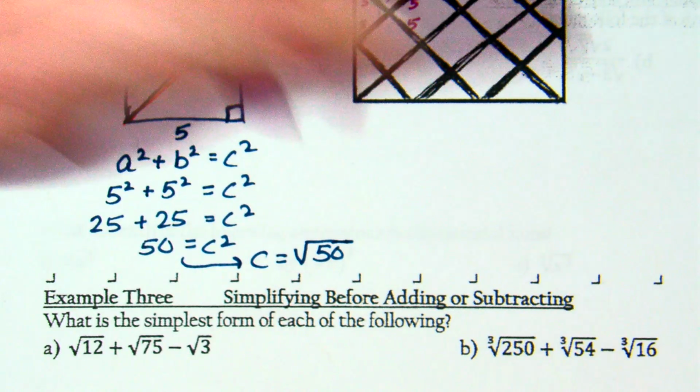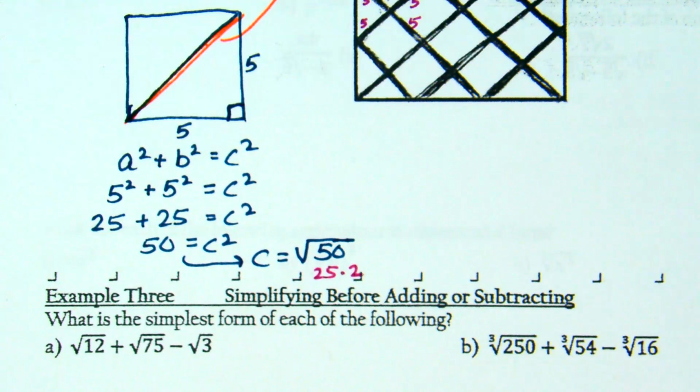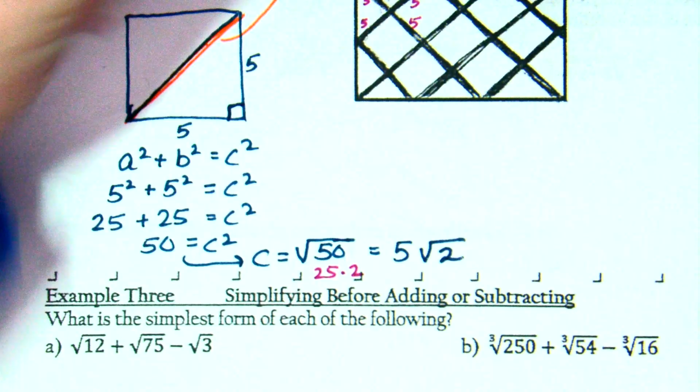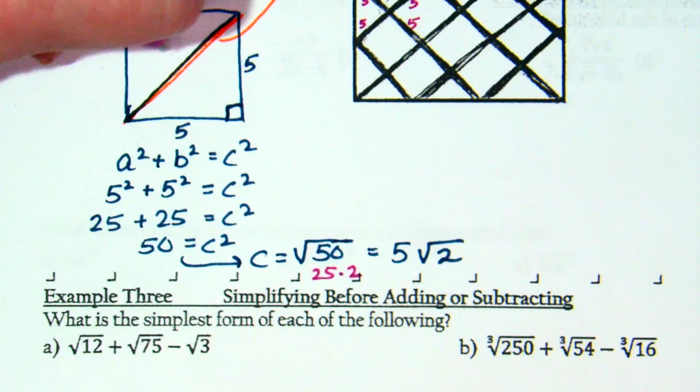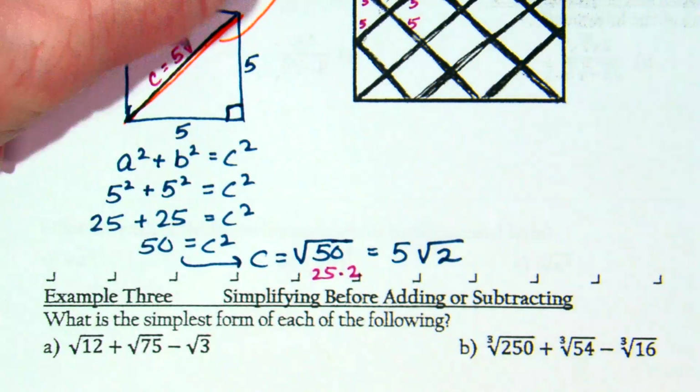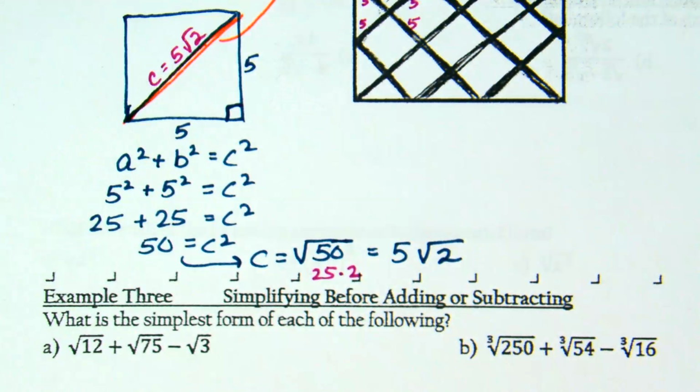50 is 25 times 2. And we know the square root of 25 is 5. The 2 stays under the radical. So square root of 50 is 5 square root of 2. So we know this value right here, which is C, is 5 square root of 2. So that means I know this piece right here is 5 square root of 2. That you can't see what I wrote. There we go.